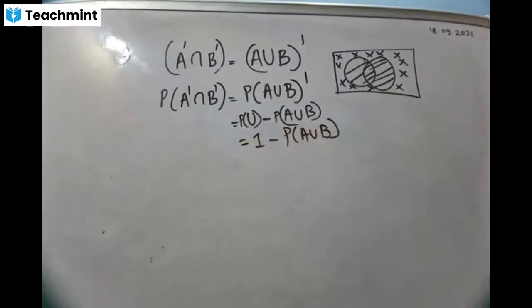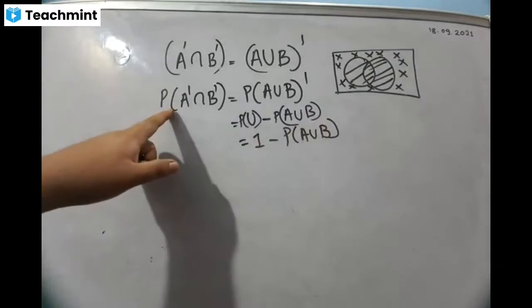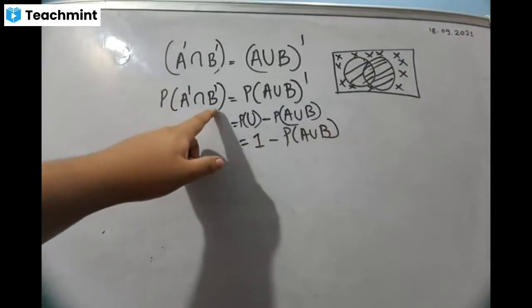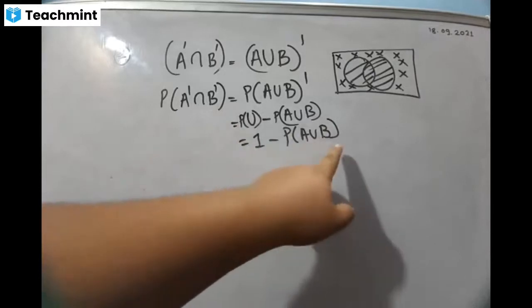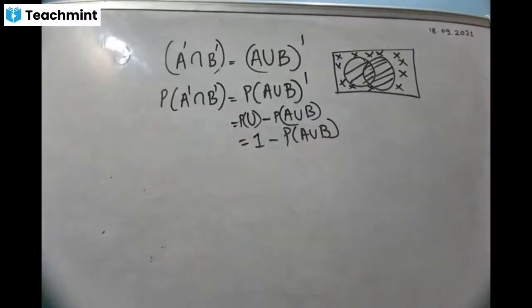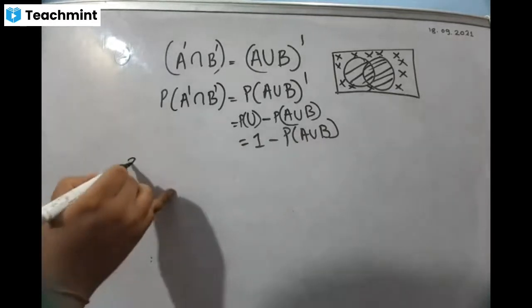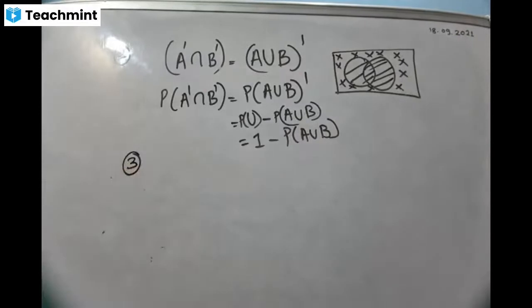So this is the second formula, everyone. What is the probability of A complement intersection B complement? It is nothing but 1 minus probability of A union B. So I hope everyone understood how you got this. So this is the second formula. Now we move on to the third formula. Please don't leave the class.